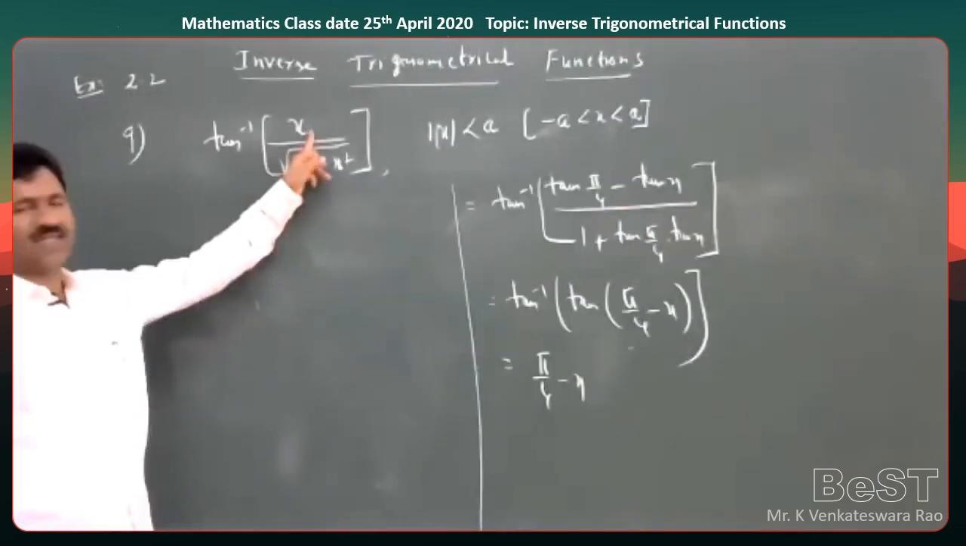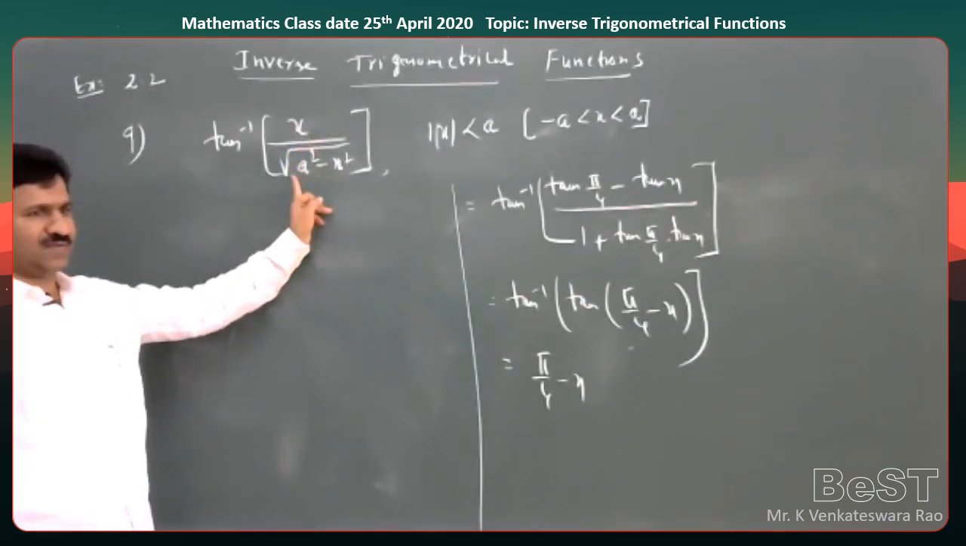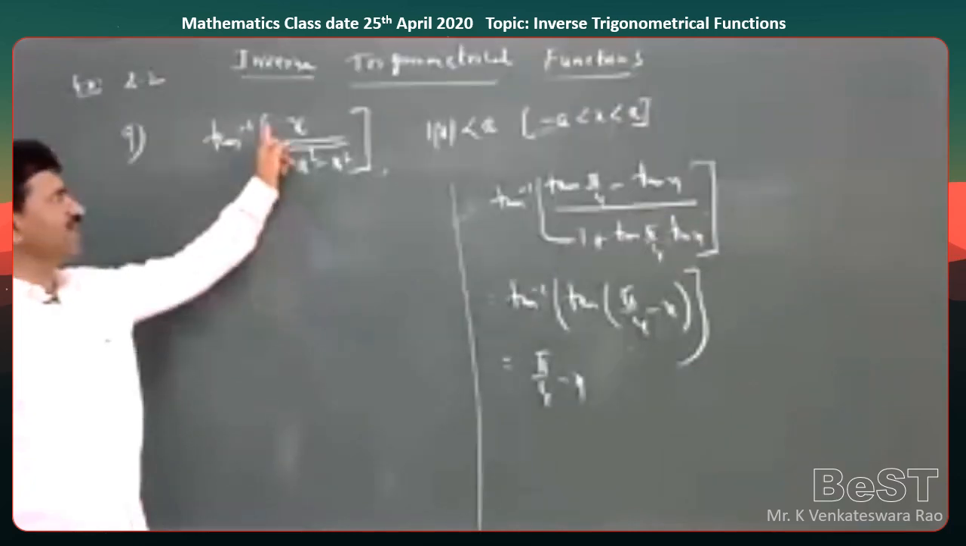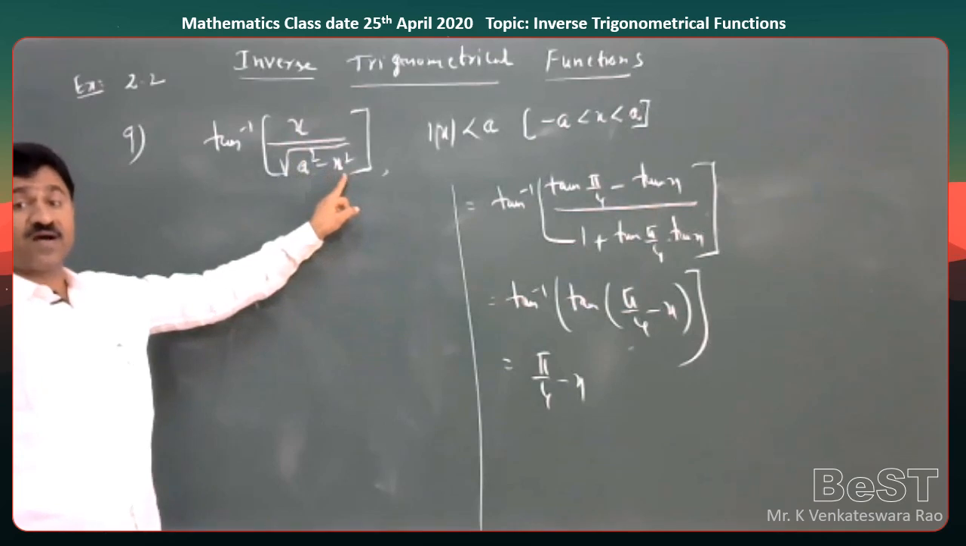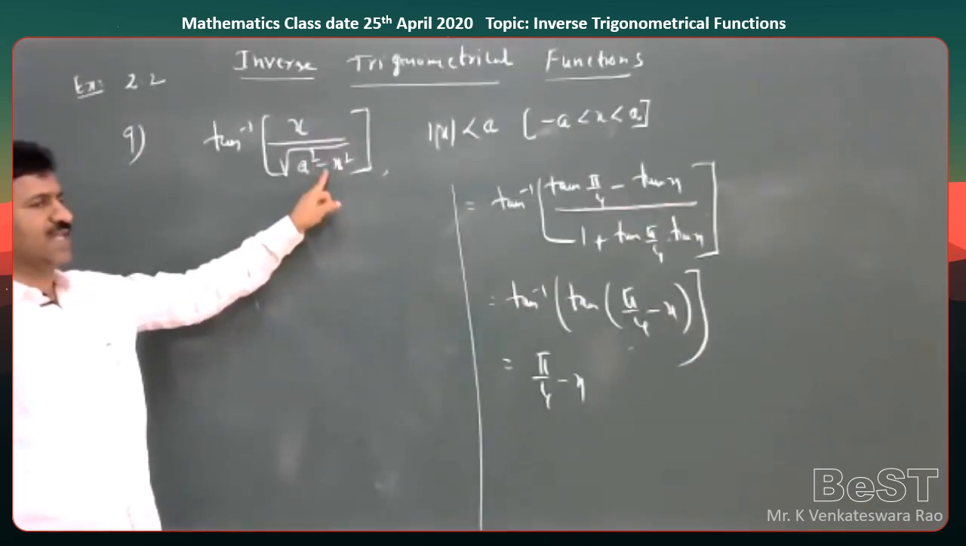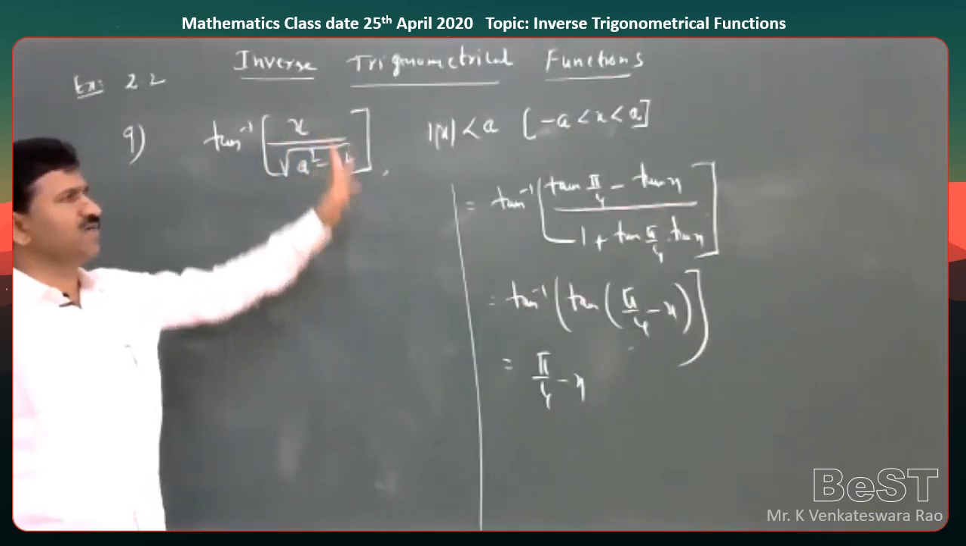This is a sin theta. Here a square common. Square root of a square and a cancel. Sin theta by square root of 1 minus sin square theta means cos theta. Sin theta by cos theta, tan theta. Tan inverse of tan theta, theta we will get.